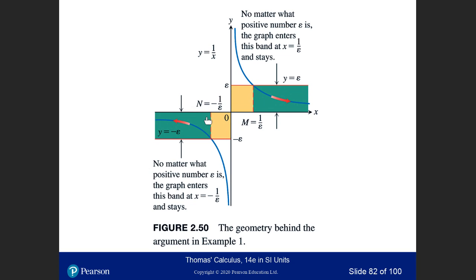For this side, or for minus infinity, after this, the function must stay in this 0 minus epsilon band. And so if I can do that for some function, then I can show that my function has a limit at infinity.